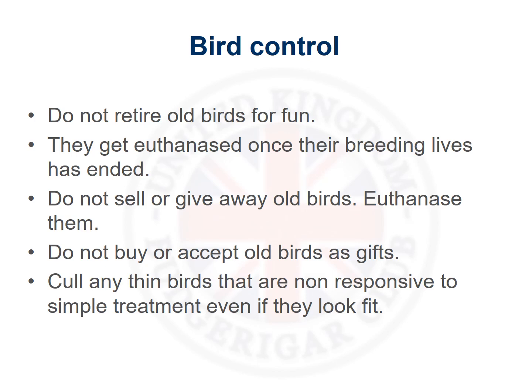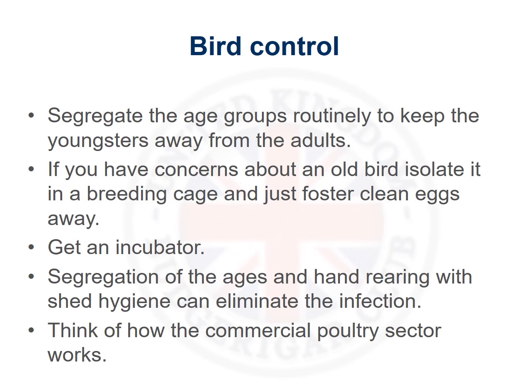And if your birds are thin, then they may need to be removed from the collection again for the purposes of limiting the spread of avian tuberculosis. So there's an element here of control needed, in terms of controlling where your birds are and what they do, and I recommend segregating the age groups, keeping the youngsters away from the adults. If you do have concerns about an old bird, isolate it. Foster clean eggs away, because this isn't vertically transmitted, or it can be, but again it's not a major factor for this disease. Incubate the eggs, segregate them, hand rear them.